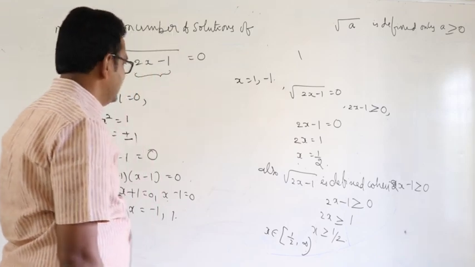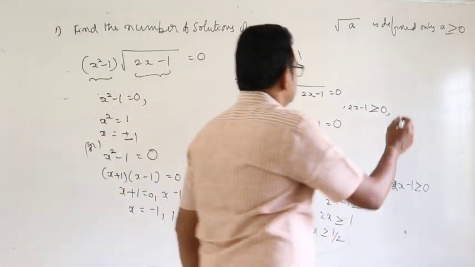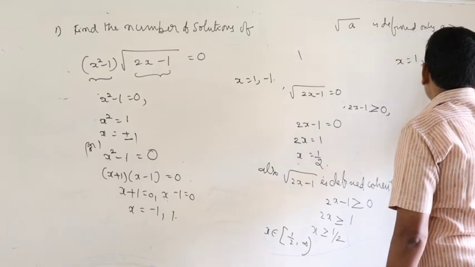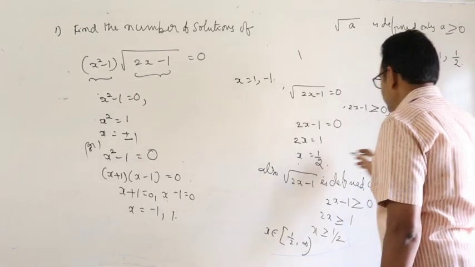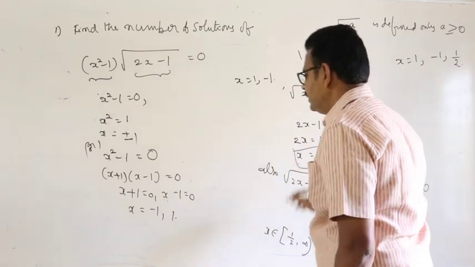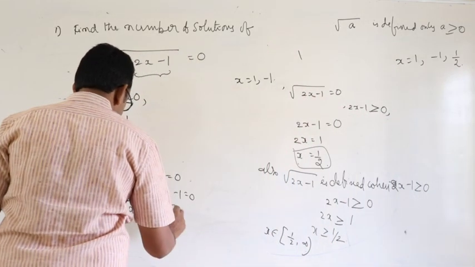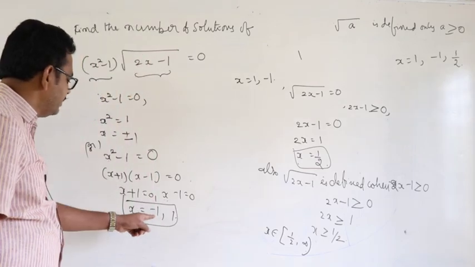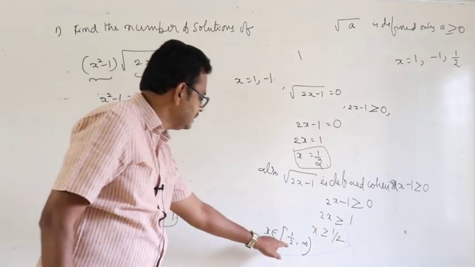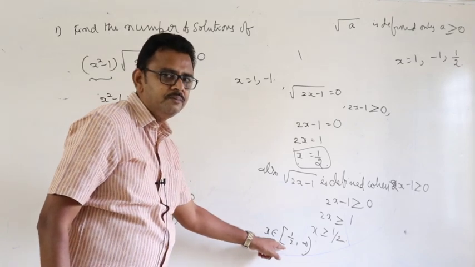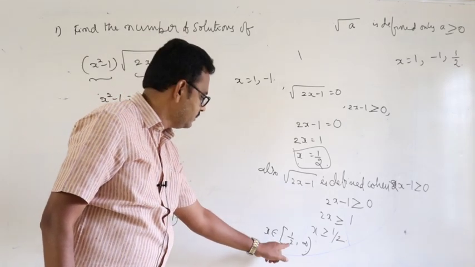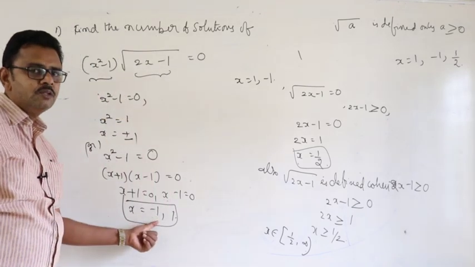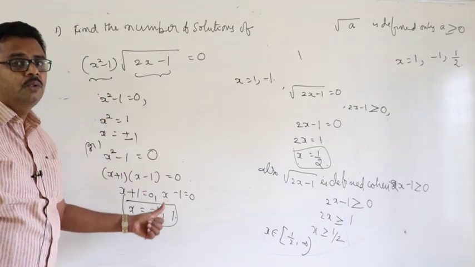So you have x equal to 1 by 2 and x equal to minus 1 comma 1. But x equal to minus 1 does not lie in this interval. A negative number is not there in this interval. Therefore, x equal to minus 1 is not a solution.